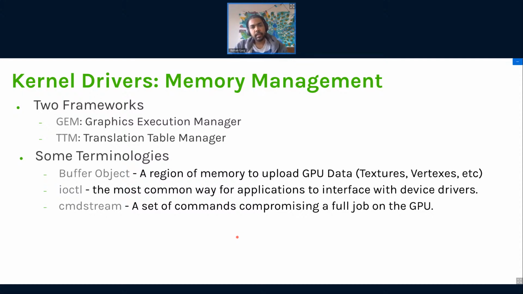and TTM. Before we get into GEM and TTM, there are a couple of terminologies that I'd like you to be comfortable with. A buffer object, for example, is a region of memory to upload GPU data, such as textures, vertexes. Just treat it as a region of memory, essentially, for now. An ioctl is the most common way for applications to interface with device drivers. And a command stream is a set of commands comprising a full job on the GPU. Everything good with that? Everyone good with that so far?